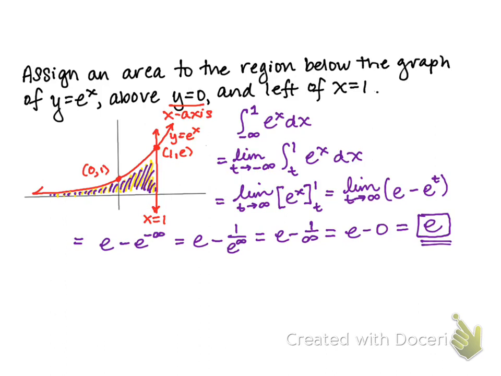Okay, let's do one more example. So for this example, we are going to evaluate the integral from negative infinity to infinity of 1 over 1 plus x squared dx. Okay, so what does this graph look like?